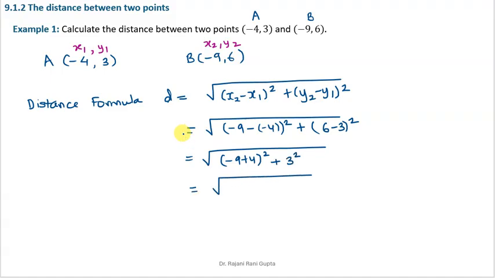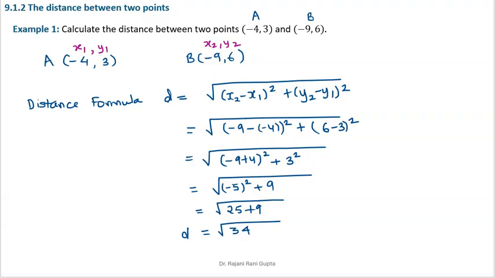How much is minus 9 plus 4? Since the signs are opposite, you subtract 4 from 9, which gives you 5, keeping the sign of the bigger number, which is negative. And 3 square is 9. This gives you 25 plus 9. So this gives you how much? 34. So root 34 is the distance between the 2 points.